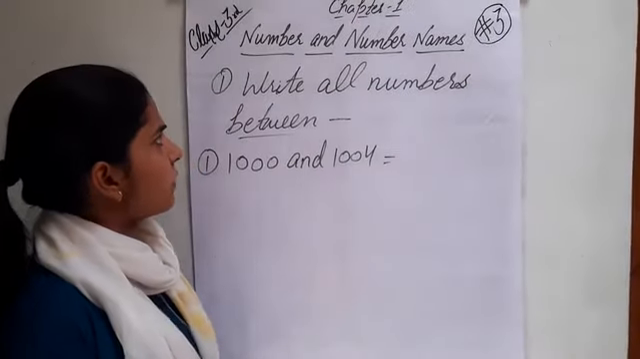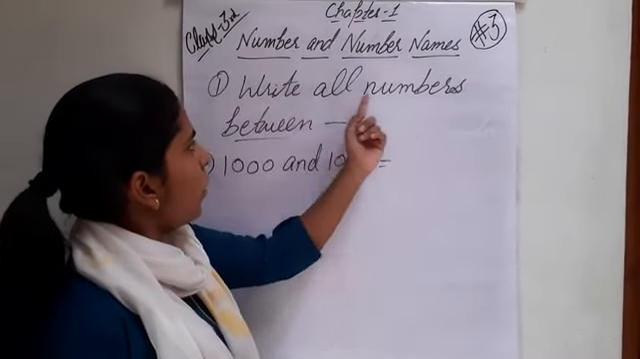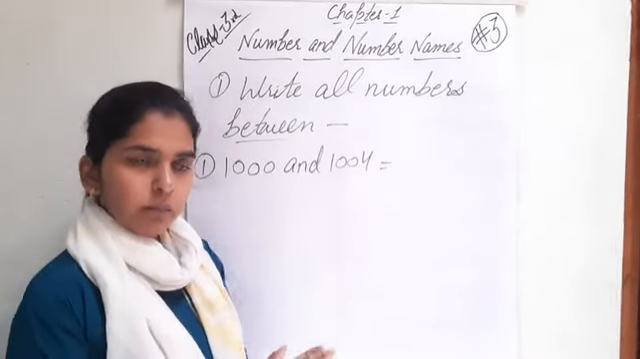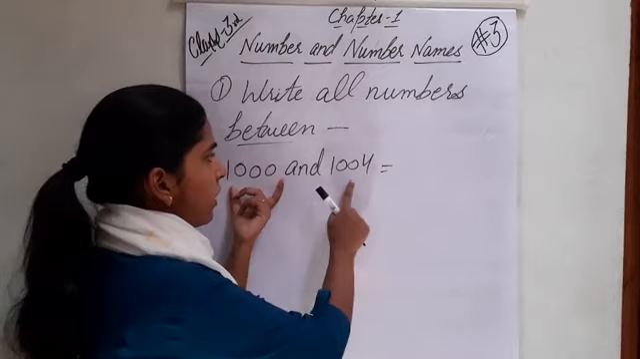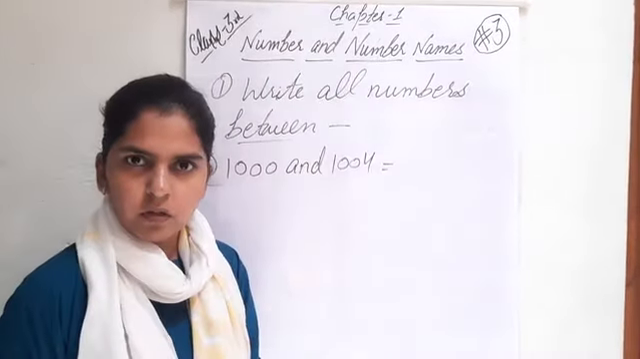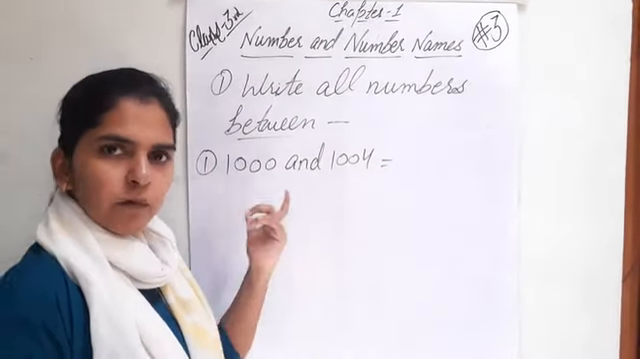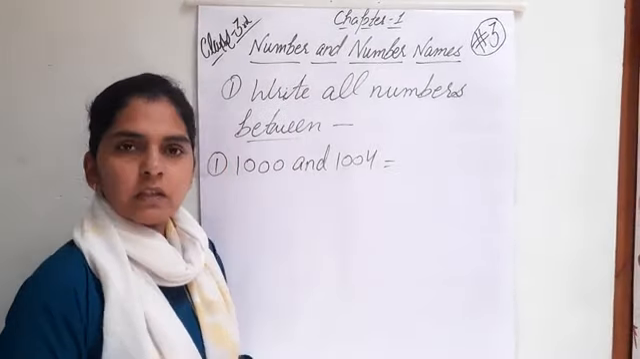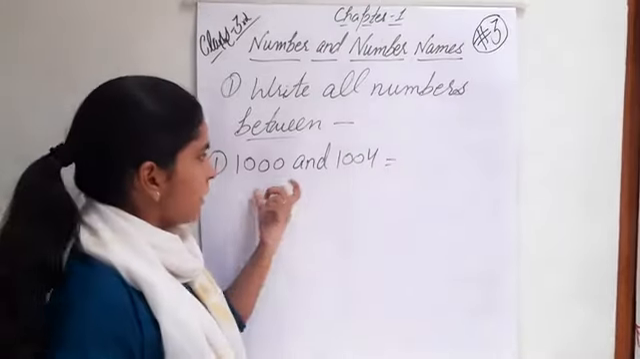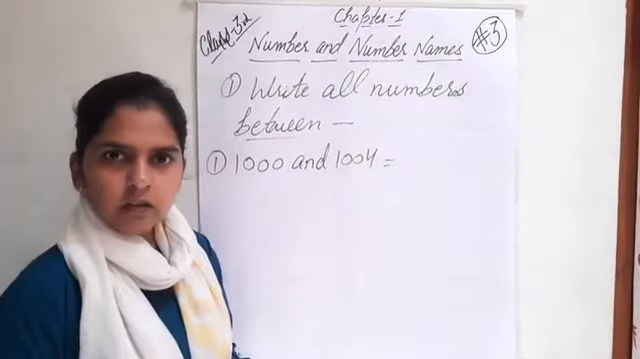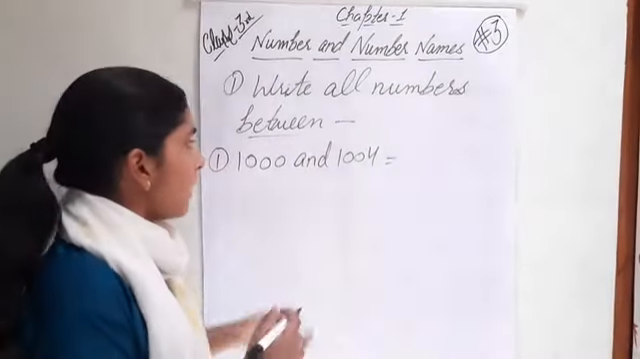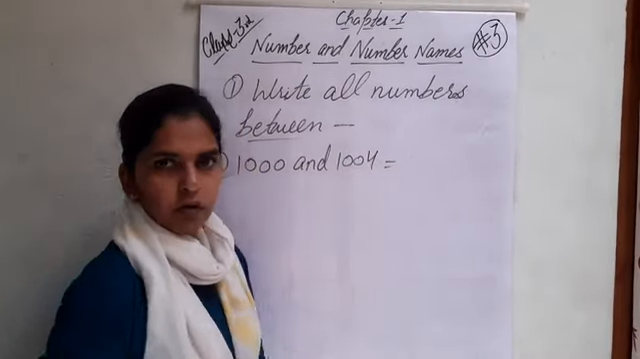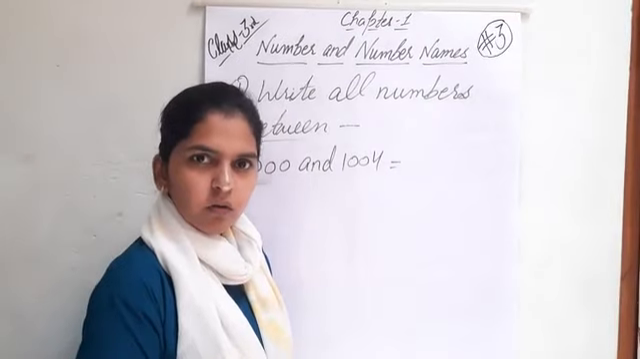The first question which I have taken is write all numbers between. We need to write all numbers which come between 1000 and 1004. This type of question you have studied in class 2 also. There the numbers were small. This time the numbers are of 4 digits, but the procedure is the same. Numbers between 1000 and 1004. And we know counting also, right?